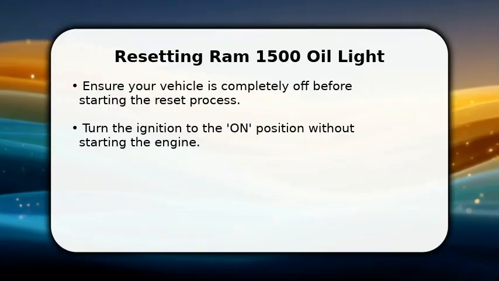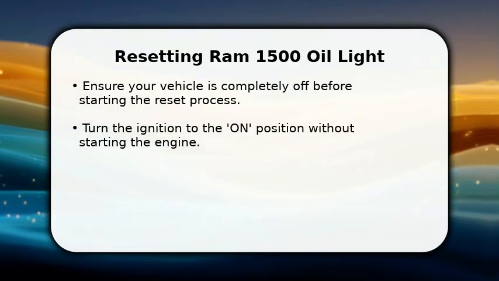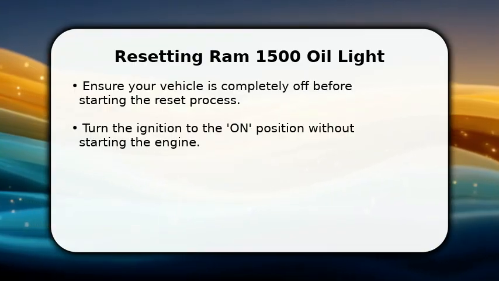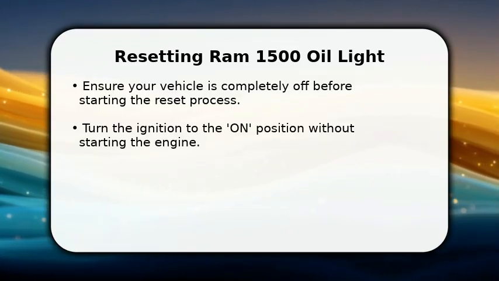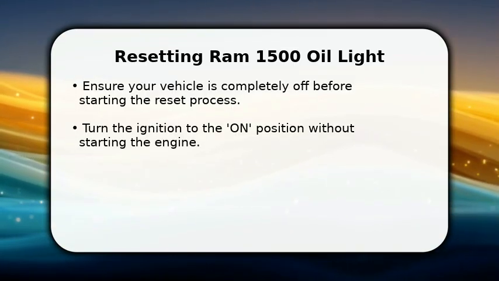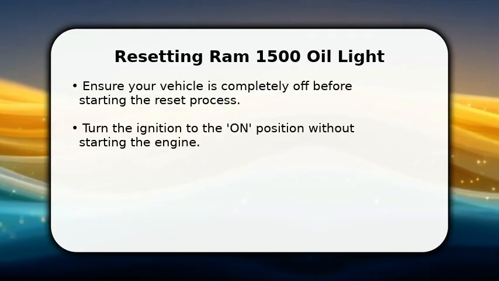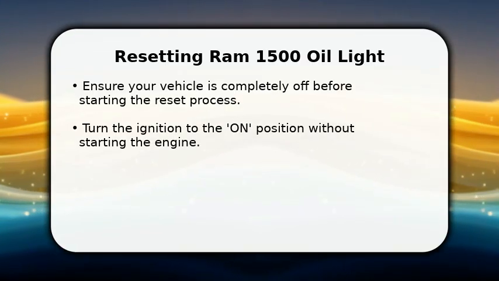In this video, I will explain how to reset your Ram 1500 oil change indicator. First, make sure your truck is completely off. Then, turn the ignition to the on position, but do not start the engine. This prepares the system for the reset sequence. You should see the dashboard lights illuminate, indicating the vehicle's electrical system is active and ready for your input.